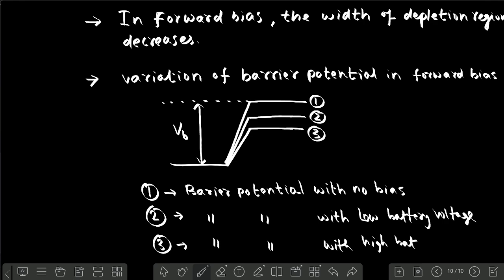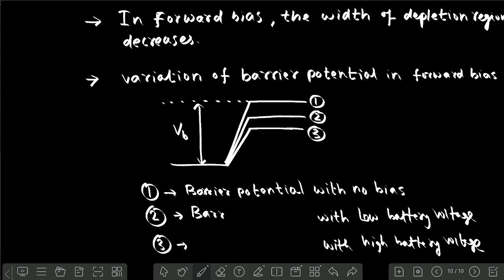So in the exam it will be asked here: this 1, 2, 3 in forward bias, what does all this represent? 1 represents barrier potential with no bias. All of you listen. When low battery voltage is applied, barrier potential decreases, then in 3 it decreases more when high voltage is applied. This is ditto written, that means barrier potential. You can write it once.